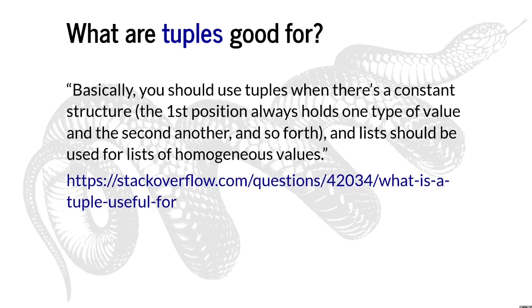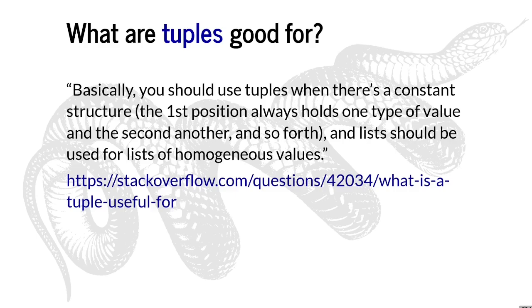But if you have something like word, lemma, part of speech, for every item in a text, right? It always has the same structure. Everything in index position 0 is going to be the word. Everything in index position 1 is going to be the lemma. There's a sort of a semantics to the structure of items within the sequence. Then a tuple is a good way to go.